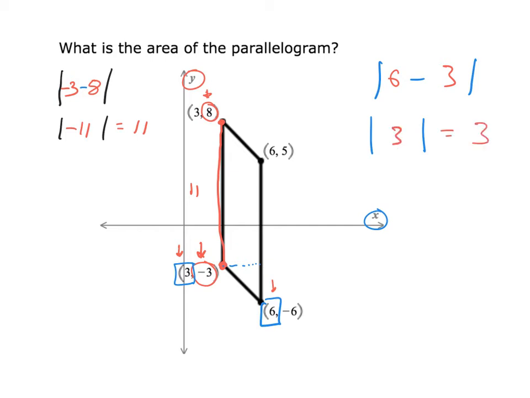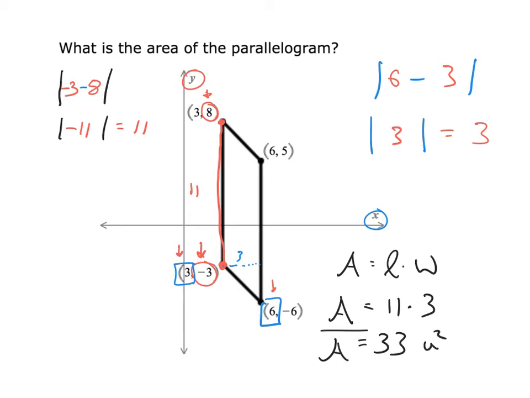So I have my 2 dimensions. It is 11 from top to bottom. It is 3 from left to right. My area formula says that I need to take the length times the width, or the base times the height. It doesn't matter what you call it, as long as it's 2 dimensions, and that is 11 multiplied by 3. So that means my answer is 33 square units. And there we have the parallelogram.